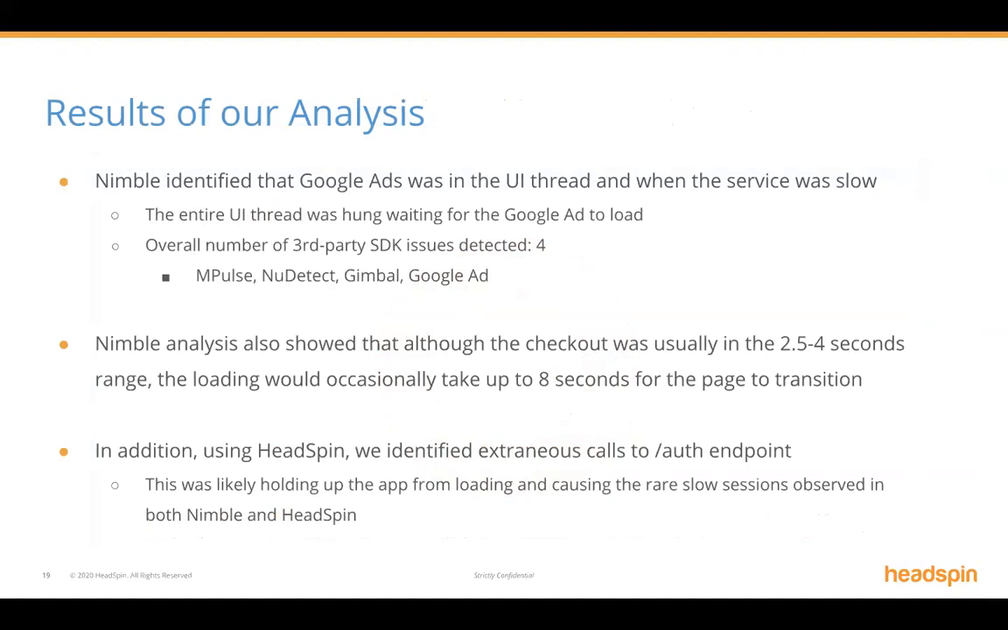Besides finding degradation in code performance for the checkout KPI, the Nimble product was also able to find a number of other issues. For example, the CPU by SDK page identified 4 SDK-related issues. The Nimble homepage also showed that although the checkout time was usually in the range of 2.5 to 4 seconds, sometimes a particular build would cause the checkout time to increase to up to 8 seconds.